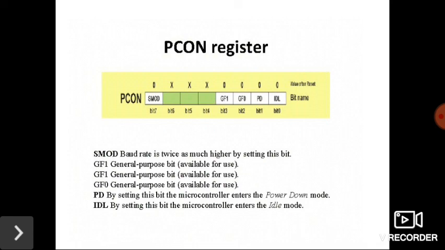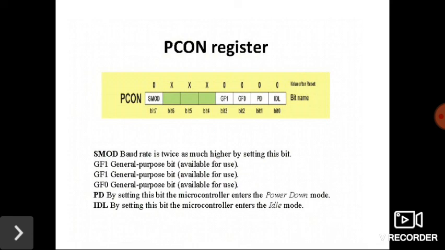SMOD, baud rate. The baud rate is twice as high when this bit is set. When this bit is set to 1, timer 1 is used to generate the baud rate, and the baud rate is doubled while the serial port is used in mode 1, 2 or 3. Then GF1, general purpose flag bit, available for use. Then GF0, general purpose flag bit. GF1 and GF0 are general purpose bits.